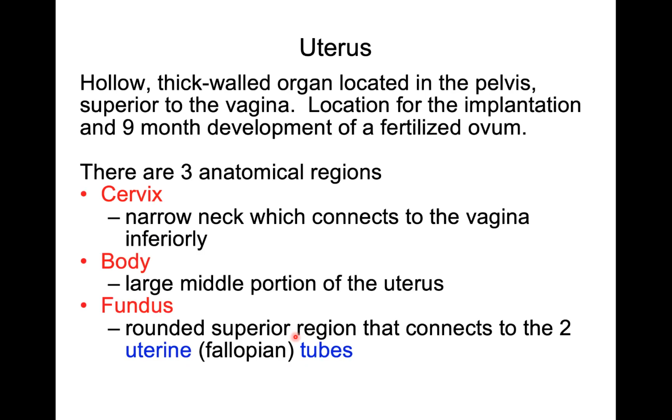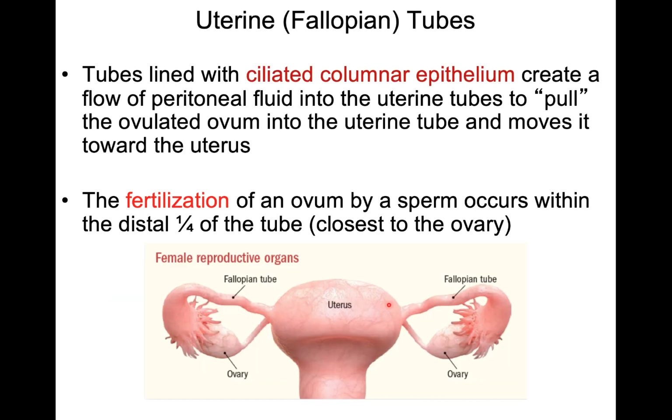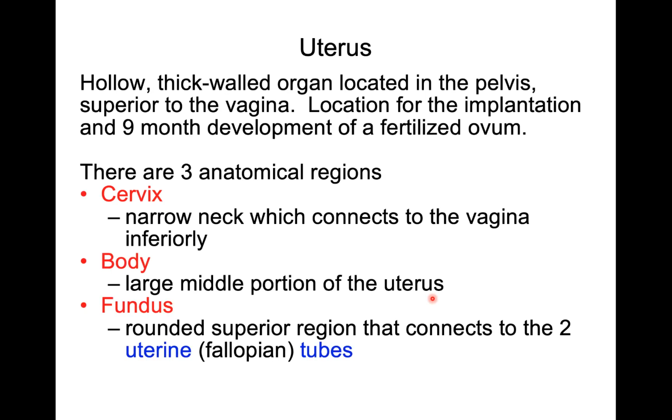So that uterus, we talked about some of the structures. We've got the cervix, which is the opening. We've got the body, which is the majority of it. And then we've got the fundus, which is the dome at the top. And that dome at the top, right here, is the fundus. It connects to both fallopian tubes.